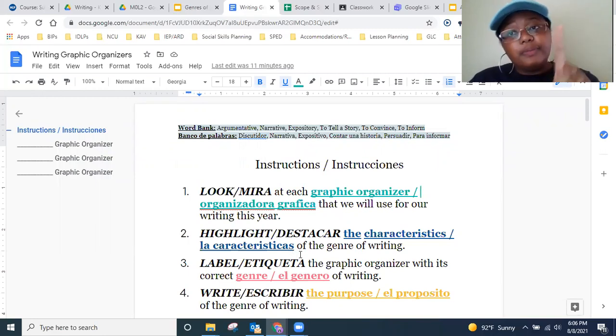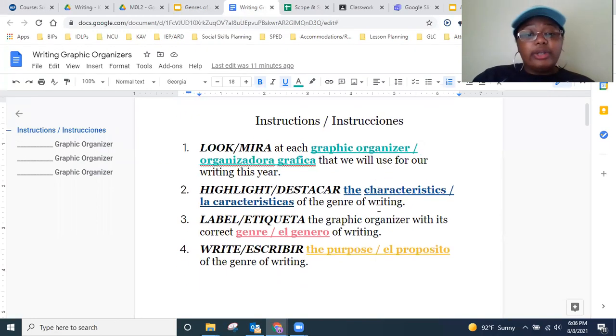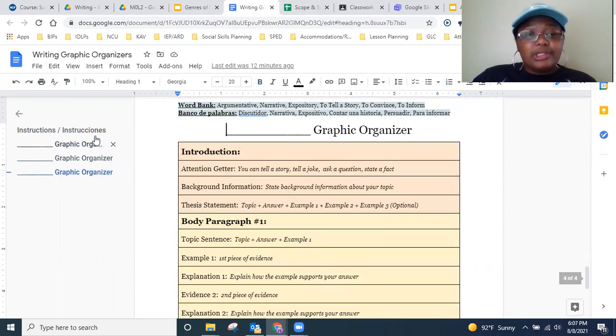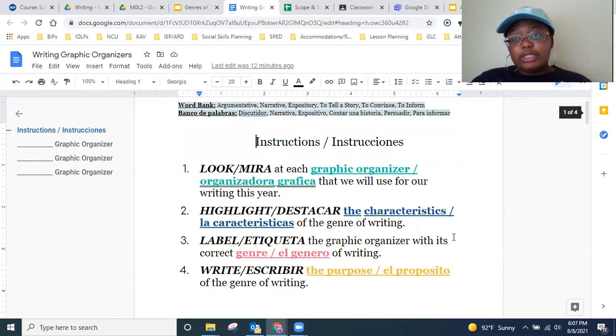I'll do the first one with you. You'll do the other two by yourself. That will be your exit ticket for today. So we're going to first look at our instructions. I've created this nice little sidebar that allows you to click on each different graphic organizer and also allows you to go straight back to the instructions.